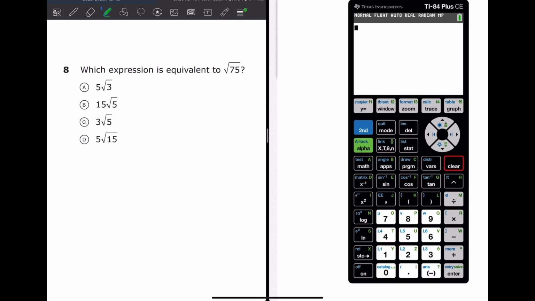On this one, you're going to do the square root of 75 and get the decimal. Now you're going to do each answer choice to see if you can get a matching decimal.